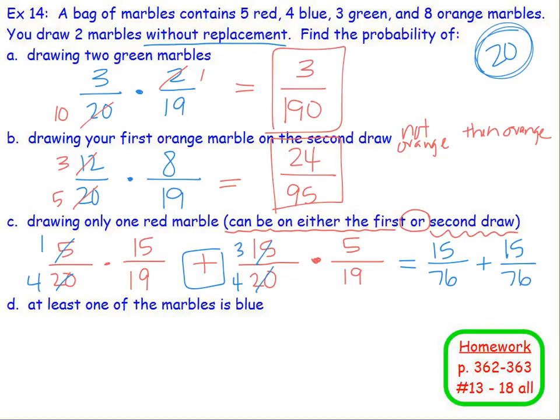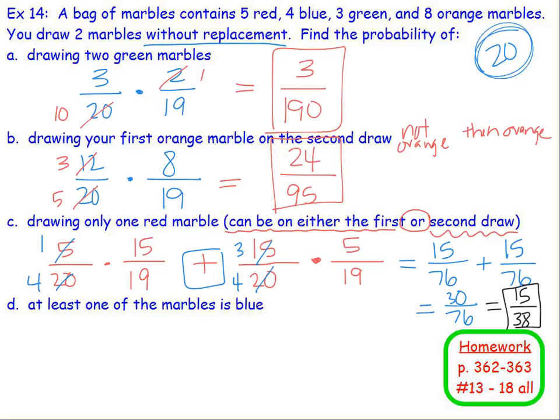Well, this is really nice. We have to add these fractions. They already have a common denominator. So 15 plus 15 is 30 out of 76. But that's not reduced. Our final answer for this entire problem, those can both be reduced by 2, is 15 out of 38. So this one was a little tougher because we had 2 cases. You could draw that red marble the first time, or you could draw the red marble the second time.